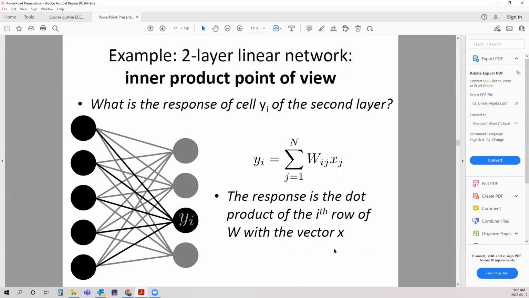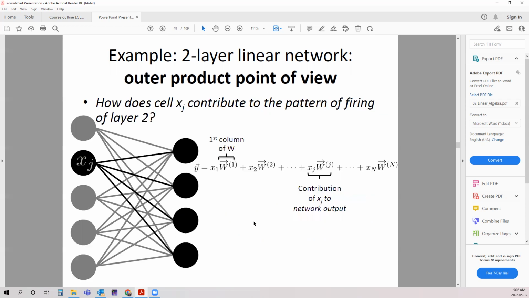So the inner product for two layers: what is the response of cell y_i of the second layer? It will be y_i equals the sum from j equal 1 to n of w_ij x_j. The response is the dot product. Be careful, it's the product of the ith row of W with the vector x. So this is the first column of W. With this operation, we get the contribution of x_j to the network output.